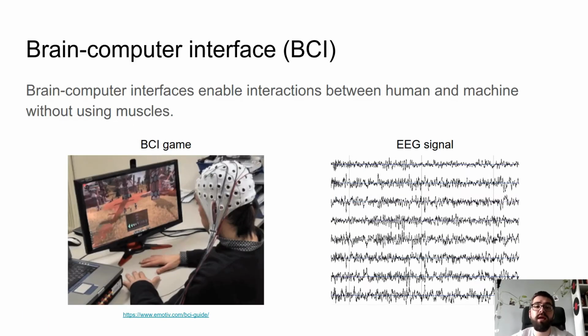So what is a BCI? It is a device that connects human brain to the computer directly, which means that a human doesn't have to use muscles to, for example, type words or move cursor. We focused on a BCI which uses EEG signals. On the left, you can see example EEG recording setup used to play a game with a cap and electrodes on the head. On the right, you can see an example of multi-channel EEG time course.